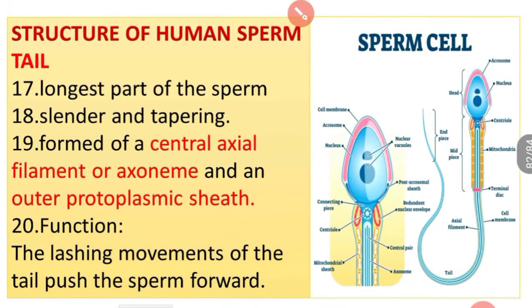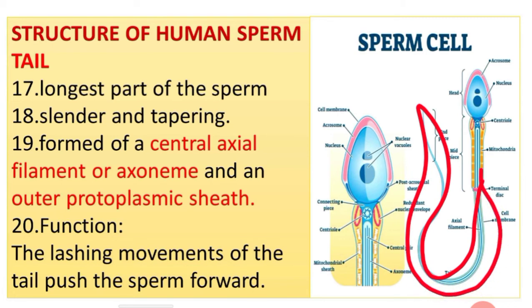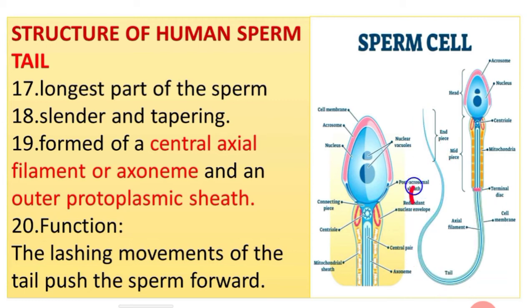Yes, got it? Next, the tail part. The tail part is the longest part of the sperm. This is the tail part. It is slender and tapering in shape. Right? It tapers and is tightly attached. It is formed of a central axial filament. See the picture, the central axial filament.